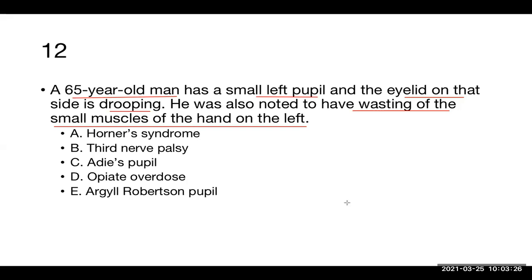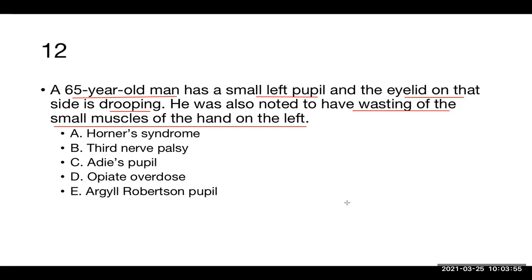Good. What you are saying is correct, very, very good. Now, can you explain why there is wasting of the small muscles of the hand on the left side? Sir, most probably that mass which arises from the apex also causes damage to the brachial plexus, which innervates those muscles.